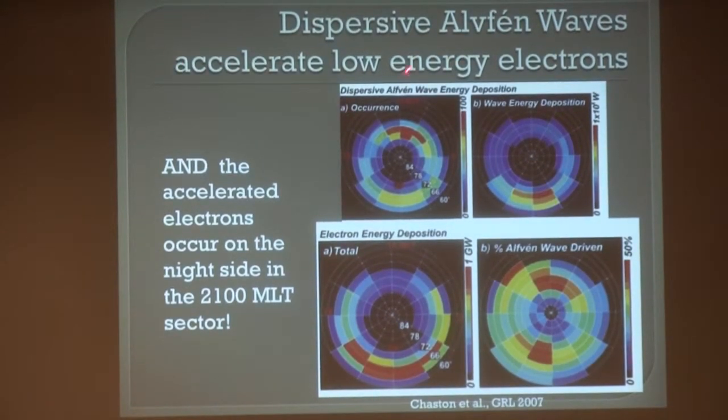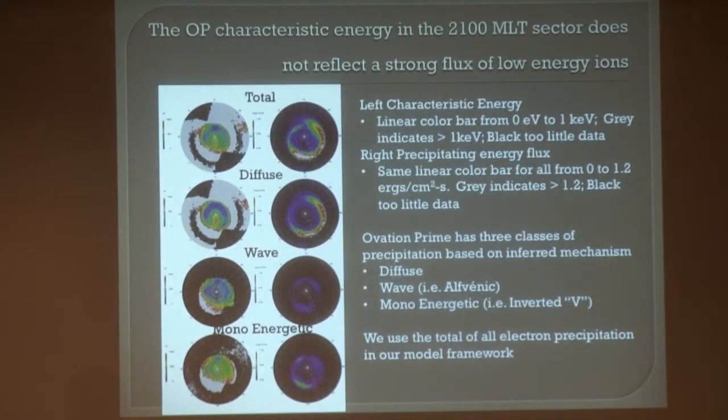So we decided to go after and look at electrons, and what we did, this is the Ovation Prime model. Newell breaks it down into inverted Vs, Alfvén waves, diffuse aurora, and total. We use the total. On the left is the characteristic energy. Where it's gray, it's greater than a kilovolt. Where it's black, there's no data, and this is the precipitation. You'll notice that all along here, it's over a kilovolt. So that, we think, is high.